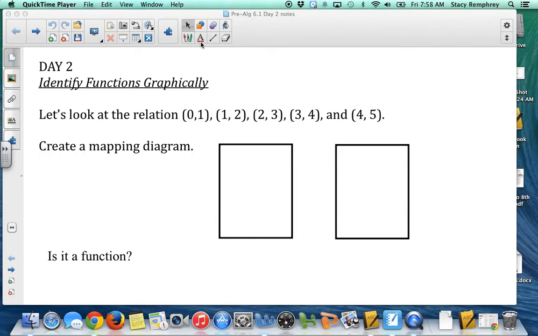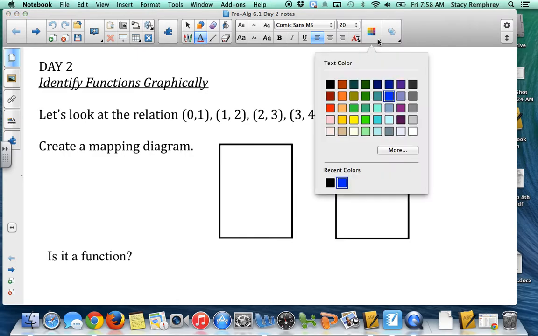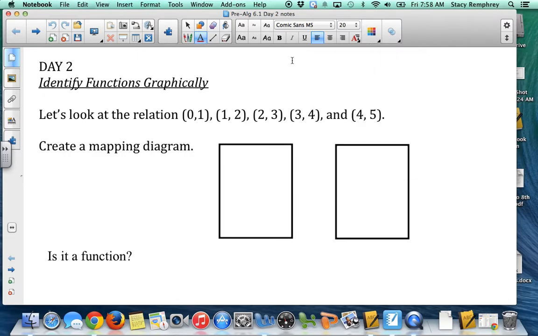All right, so this is the second day. I'm going to work through a mapping diagram, and basically we're going to be looking at the same idea, is it a function, but just by looking at it from the standpoint of graphing now.